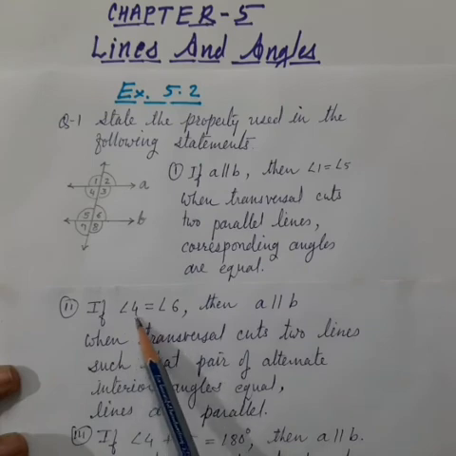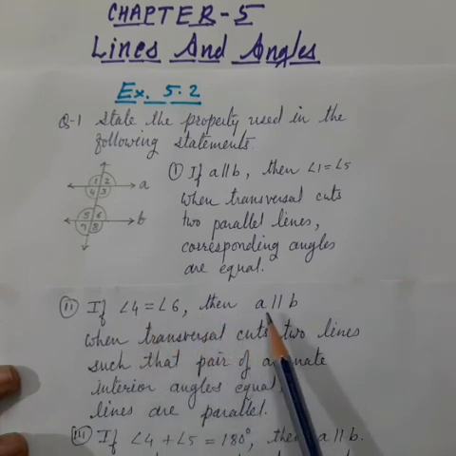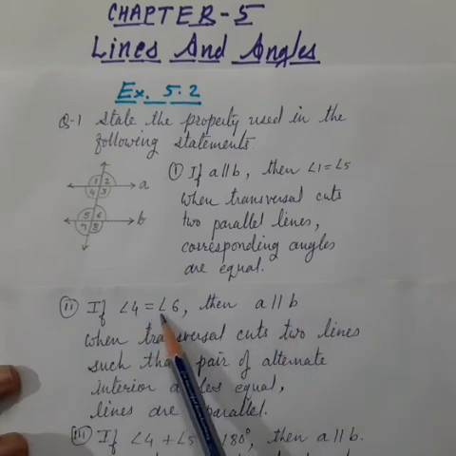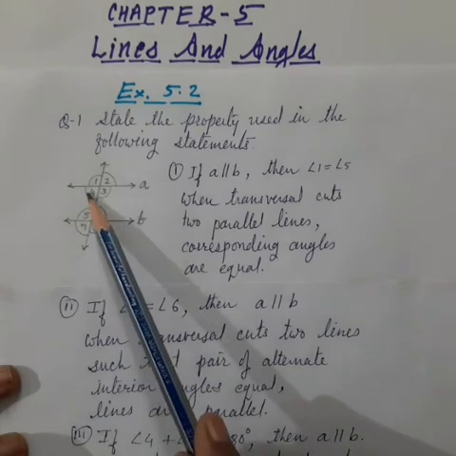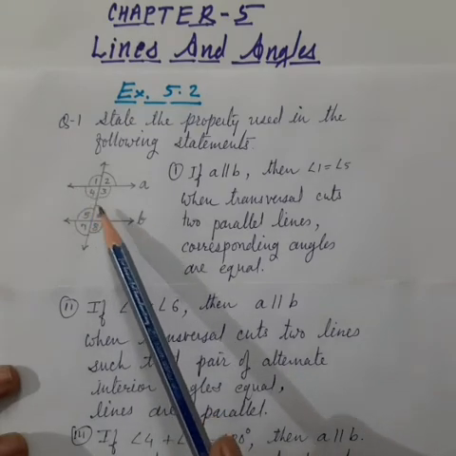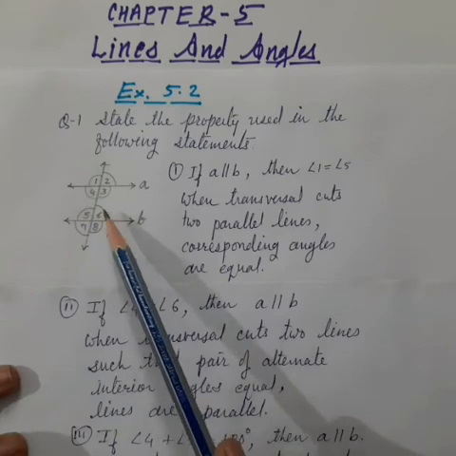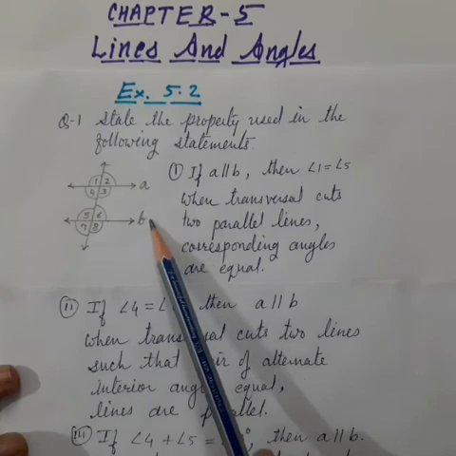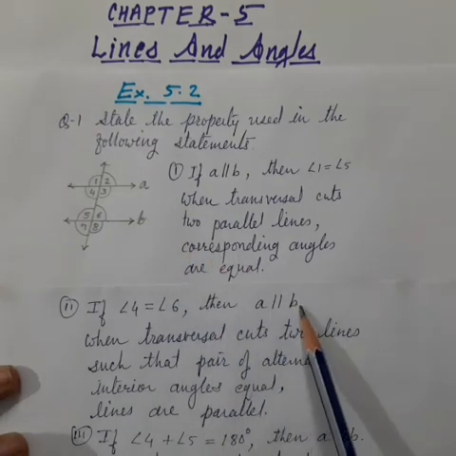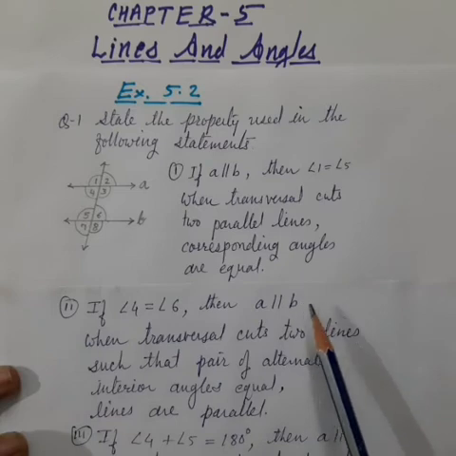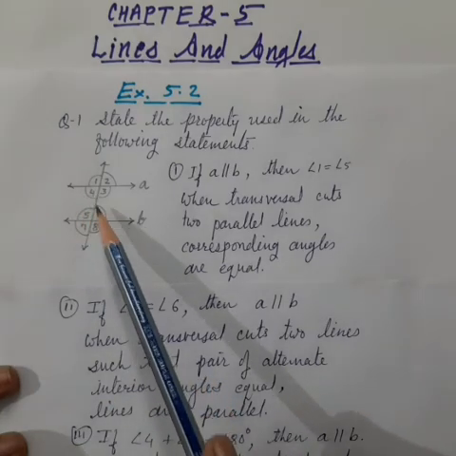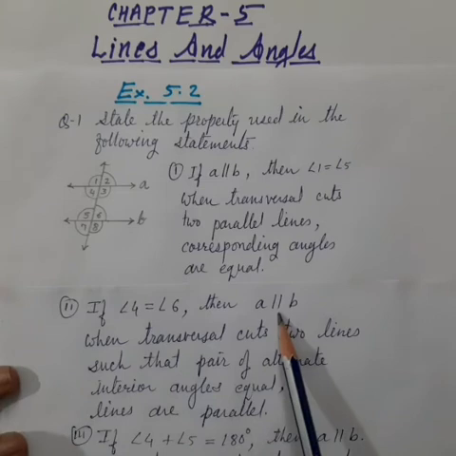Second, if angle 4 is equal to angle 6, then line A is parallel to line B. See what type of angles these are. Angle 4 and angle 6 are alternate interior angles. And we know that when the alternate interior angles are equal, lines are parallel. So here this is true and we have to give the reason. Write it properly: when a transversal cuts two lines such that a pair of alternate interior angles are equal, the lines are parallel.